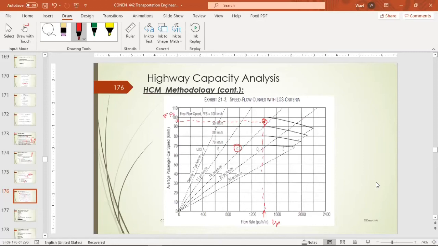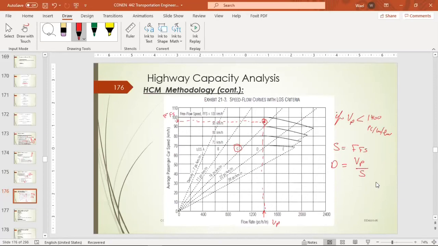And there is another way to do it. Especially if the volume is less than 1400 passenger cars per hour per lane, then the speed equals the free flow speed. Then we calculate the density, which will equal how much? VP divided by S.